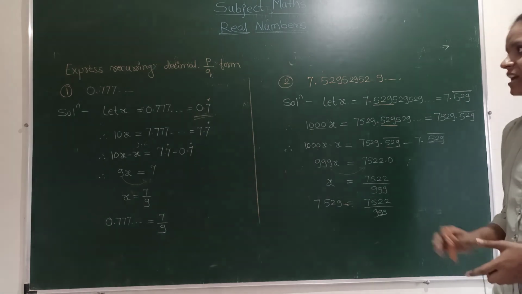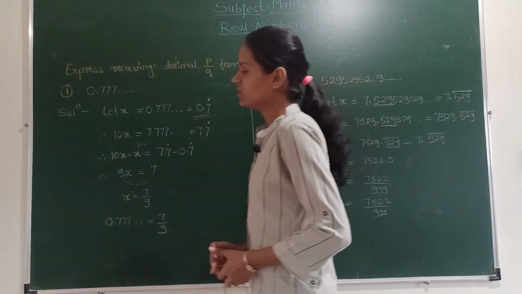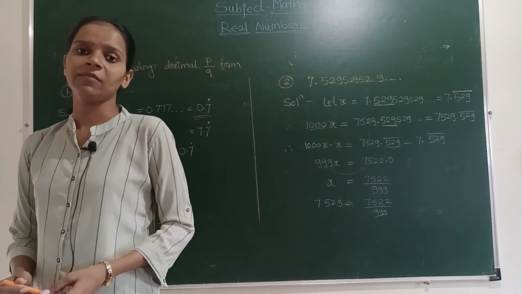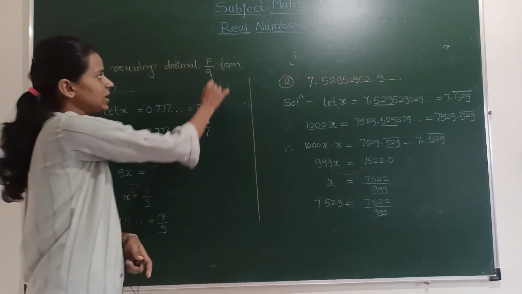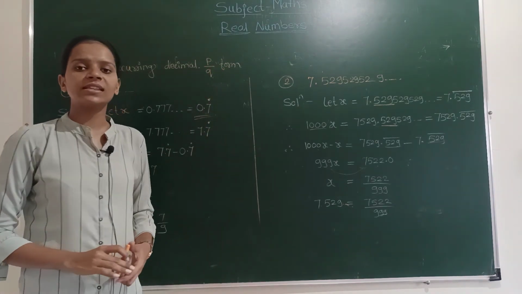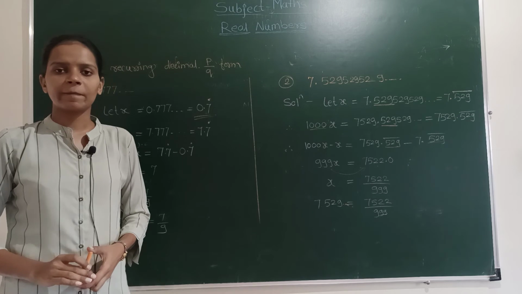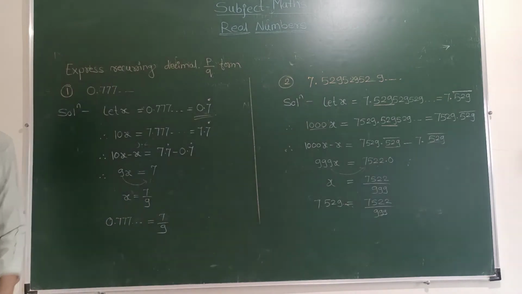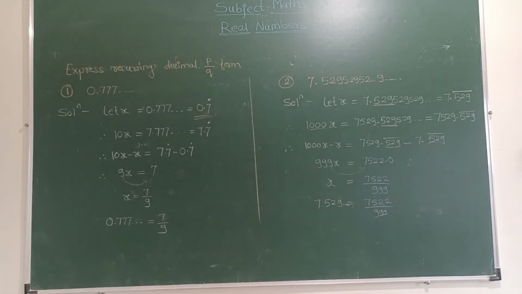Got it? These are the two examples of non-terminating type, and we expressed them in the form of p by q, that is, in the form of a rational number. If you want, you can take a screenshot, otherwise you will find it in the book itself. We will see the next.